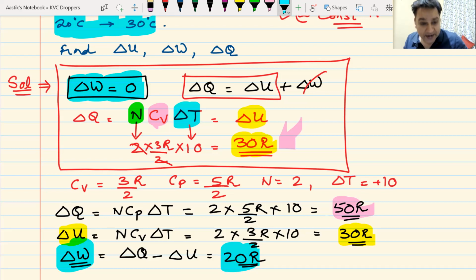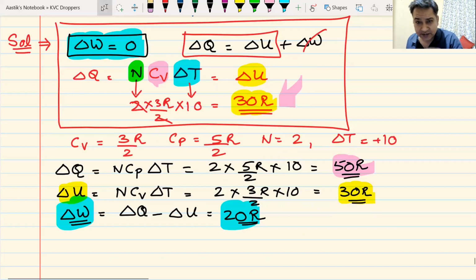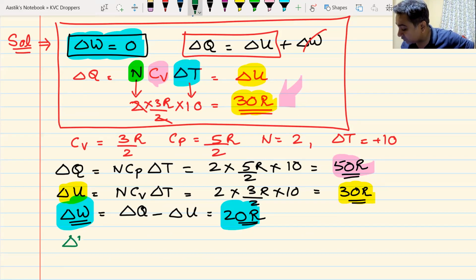What is a different way? I had given you a formula. Let me do it that way also so that you understand that everything is simple. It's just like you hold your nose like this or you hold your nose like this. They are the same process. You are just holding your nose. So I could have found delta W in a different way. I'll do it in green.